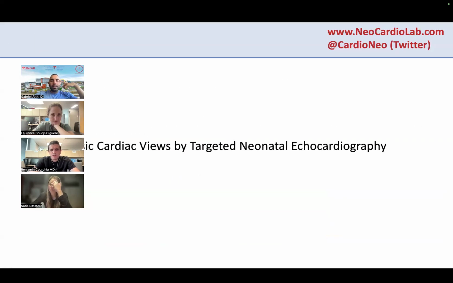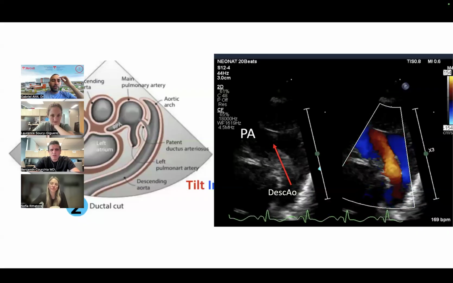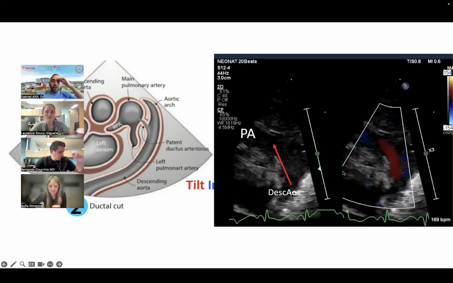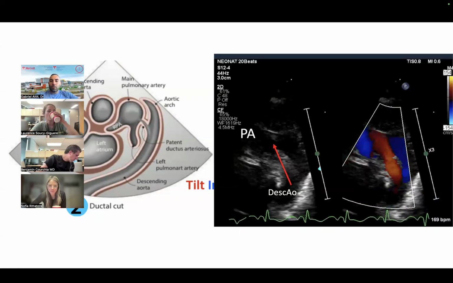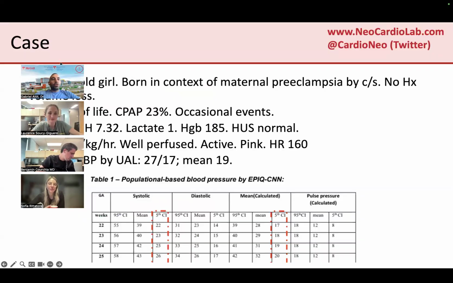So let's skip this. I think by this time you know all the cardiac views because you've been scanning quite a lot. And you've seen this morning a perfect example of a PDA and how it looks when it's wide open and completely left to right. So we'll start with a case.